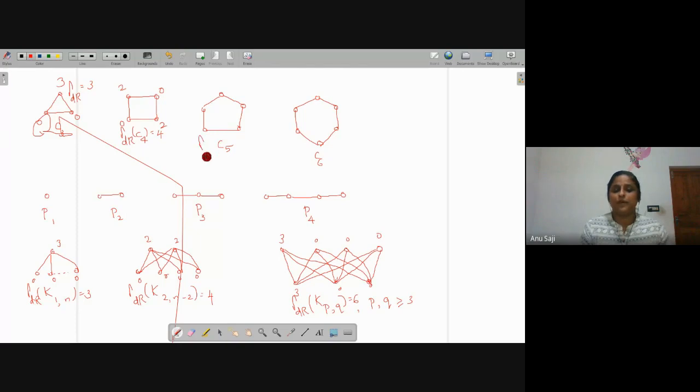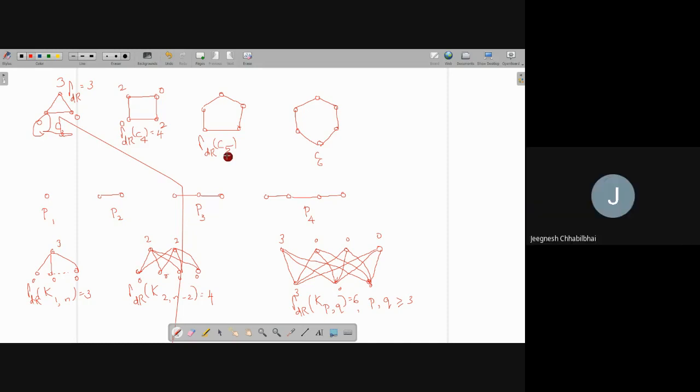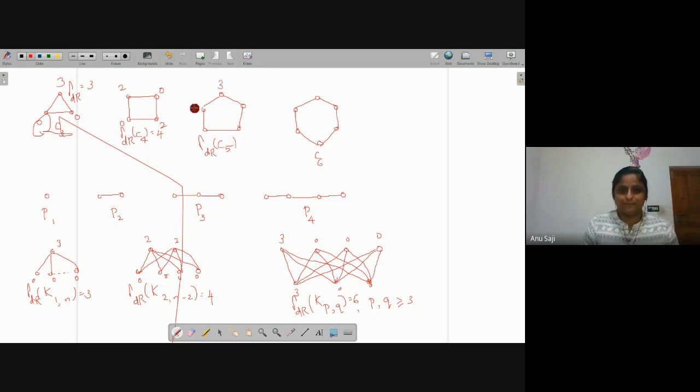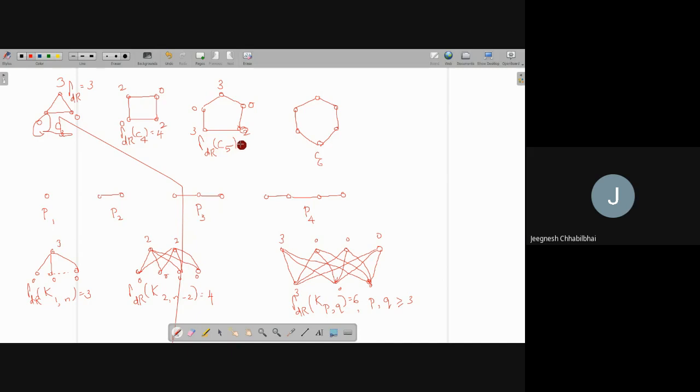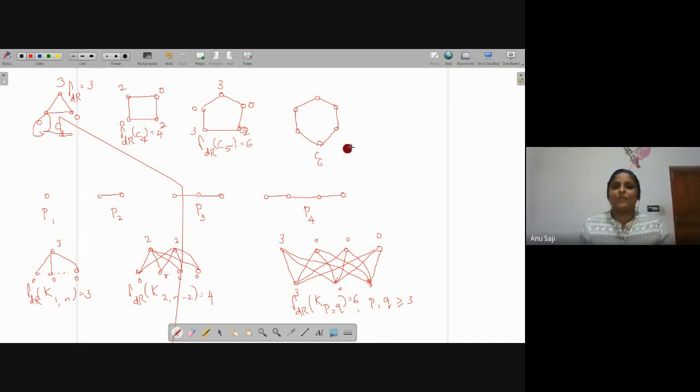What about C5? Okay. 2. 5. Yes, 5. No, it won't work. 6. We need 6. Okay, wait. Yes, 6, correct. It is 6. What about C6? 6. Yes, again it will be 6.